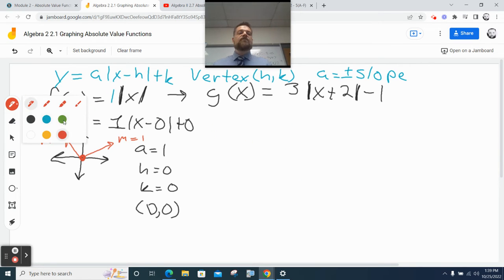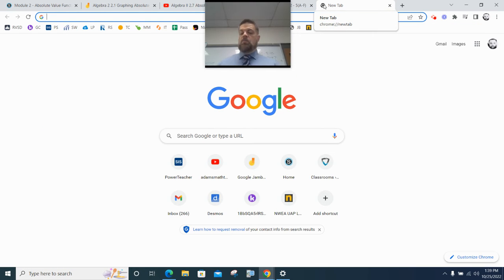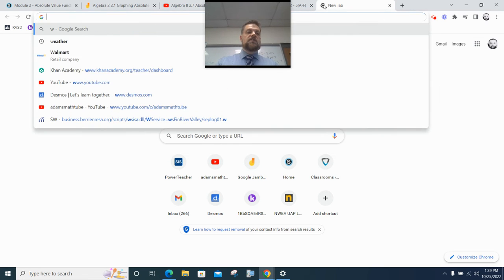Now, let's graph the transformed function. So I'm going to incorporate a grid, and I'm going to show you what this will look like, and you'll be like, wow, Mr. Adams, you're a wizard. Well, duh.